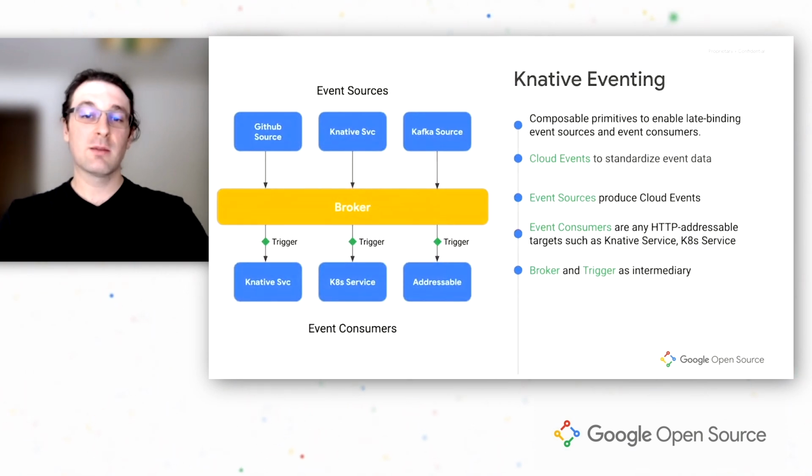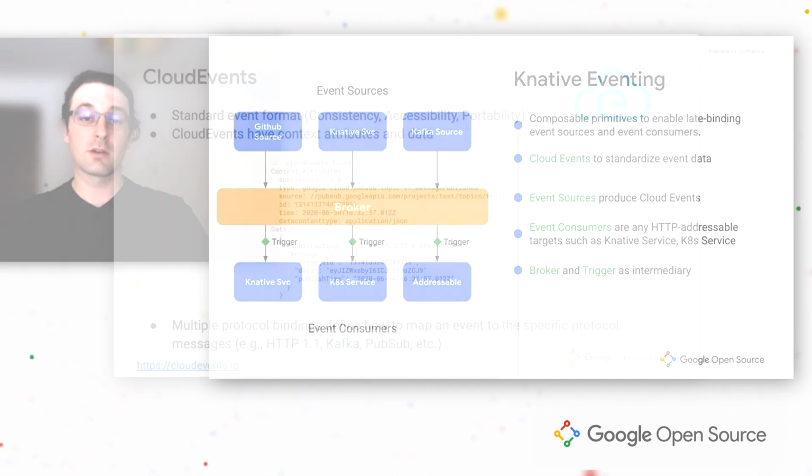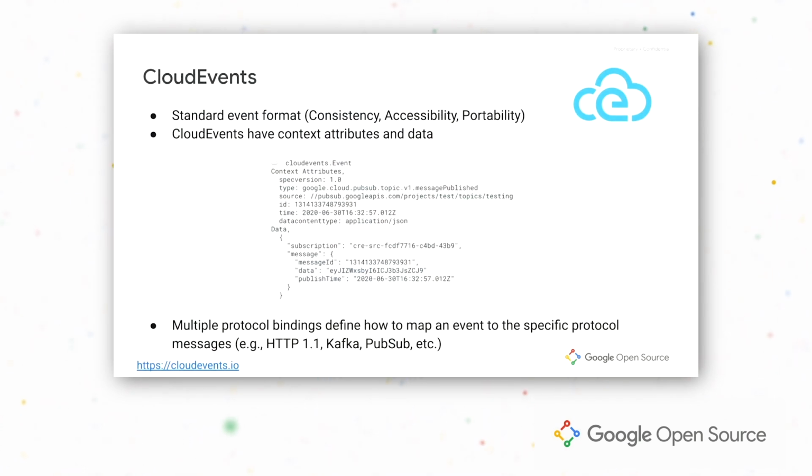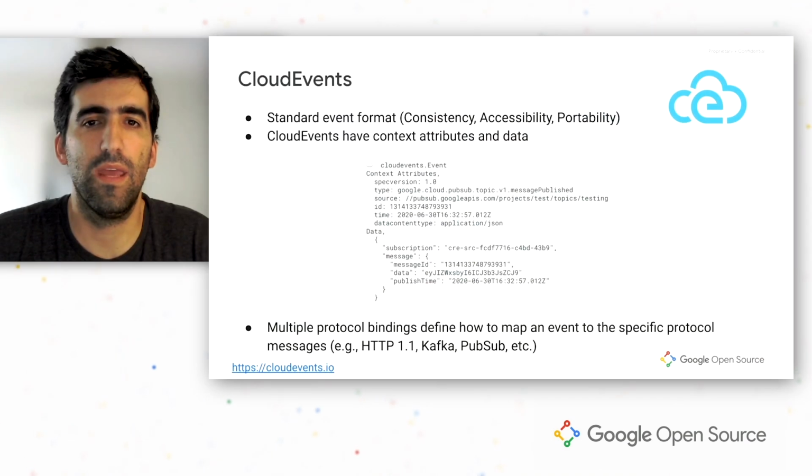Knative eventing is made up of composable primitives that allow late binding between event sources and event consumers. Whenever we speak about an event inside Knative eventing, they always follow the CloudEvents standard. Event sources produce cloud events while event consumers consume them. Broker and trigger are intermediaries that allow interested event consumers to receive cloud events without the source having to know about each individual consumer.